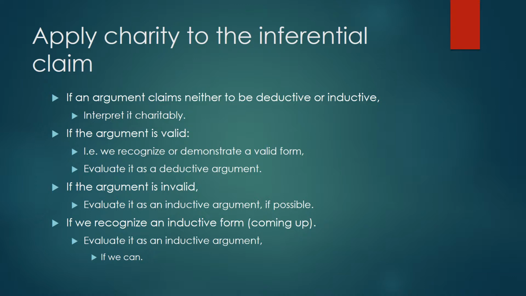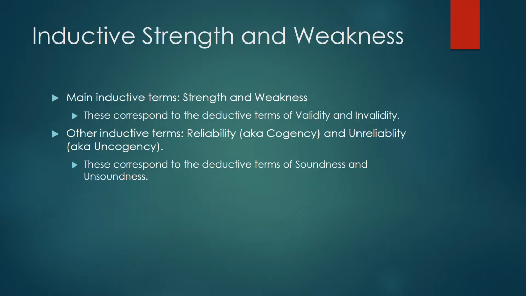Let's continue. Now, going back to evaluating arguments in general, we want to apply charity to the inferential claim. If an argument claims to be neither inductive nor deductive, if it doesn't say what it is, we're going to interpret charitably. That is, if the argument is valid, if we recognize or can demonstrate a valid form, we're going to evaluate it as a deductive argument. If the argument is invalid, we're going to evaluate it as an inductive argument if we can. If we recognize an inductive form, we have a couple of inductive forms coming up in a few slides, then we're going to evaluate it as an inductive argument. We're not going to pretend that it's a deductive argument.